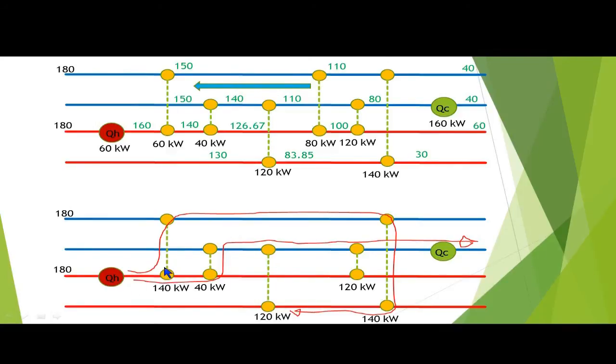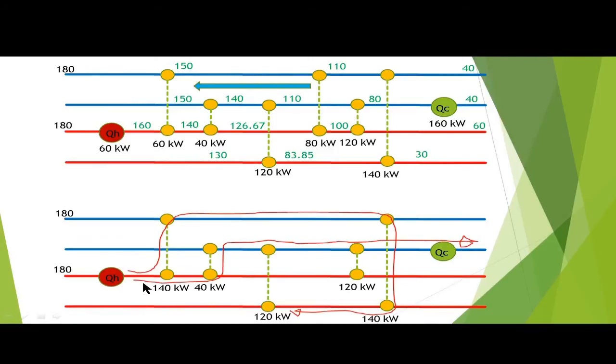So what does it mean? It means if the heating load changes from 60 kilowatt to 140, the outlet temperature here should not be 150 as it used to be, right? When the temperature is not 150, the heat load on this side should be changed as well. And that should be changed as well.